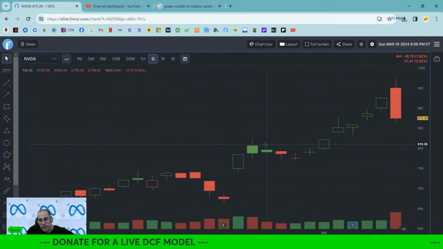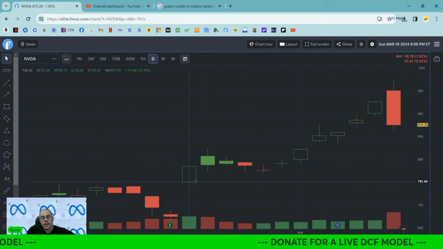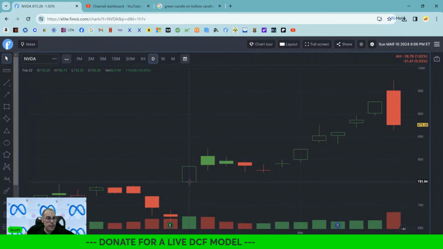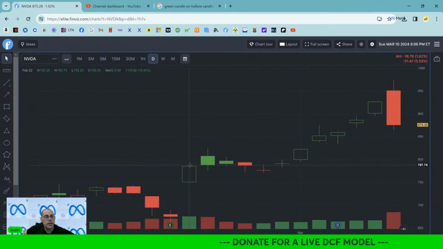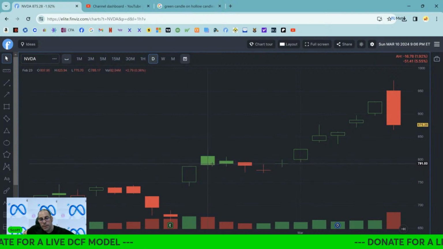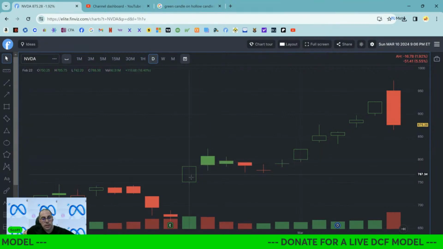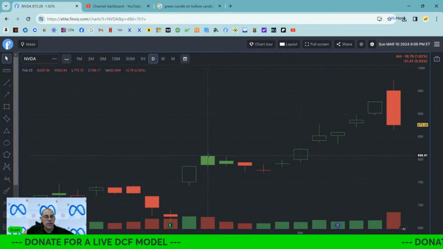So maybe we could figure this out. So this was a green day. It started here. It opened at 7:50. This was on February 22nd. It opened at 7:50. It closed at 7:85. So it's hollow. It's green. It's a bullish day. The next day it opened at 8:07. This is a red day.